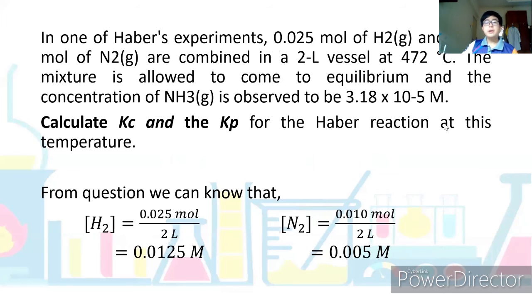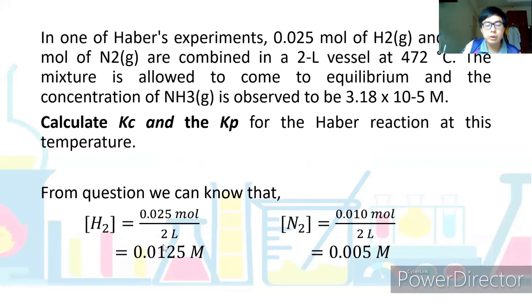Now let us try. In one of the Haber experiments, 0.025 mole of hydrogen gas and 0.010 mole of nitrogen gas are combined in a 2-liter vessel at 472 degrees Celsius. The mixture is allowed to come to an equilibrium, and the concentration at equilibrium of ammonia is observed to be 3.18 times 10 to the power of -5 molar. So let us calculate the Kc and Kp for the Haber reaction at this temperature. Okay, let us try this question.